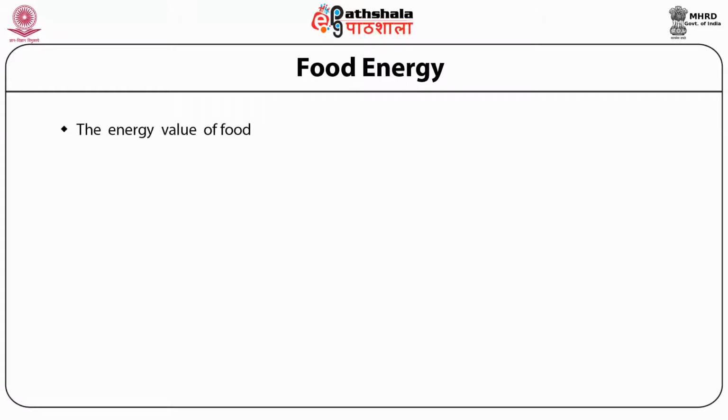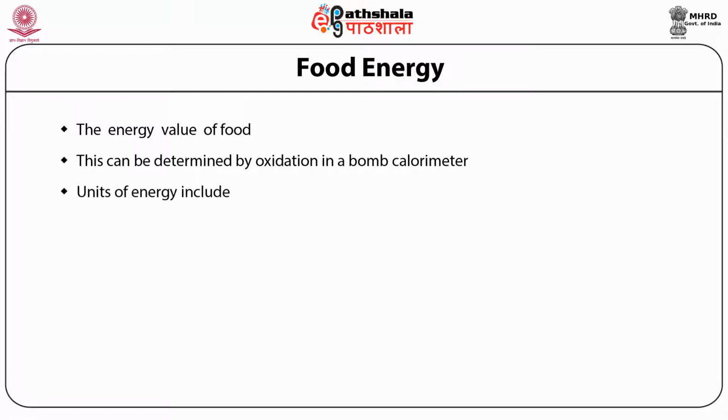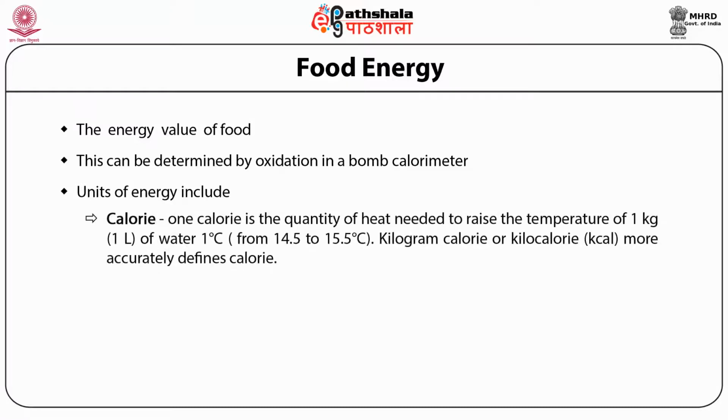The energy or calorific value of food depends on the amount of energy yielding factors in them. This can be determined by oxidation in a bomb calorimeter. Units of energy include the calorie. 1 calorie is the quantity of heat needed to raise the temperature of 1 kilogram of water by 1 degree Celsius. Kilogram calorie or kilocalorie more accurately defines the calorie.